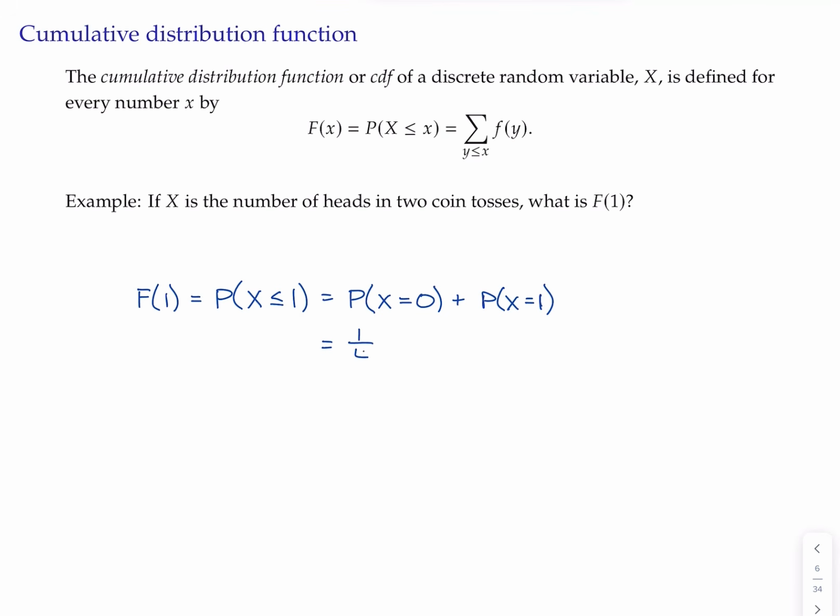We have seen the probability x is 0 is 1/4, the probability x is 1 is 1/2, and so the CDF value is 3/4. There's a 3 in 4 chance that x will be less than or equal to 1. So that's the PMF and the CDF for discrete variables.